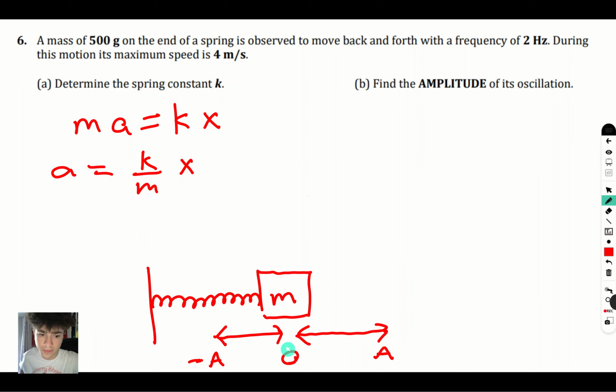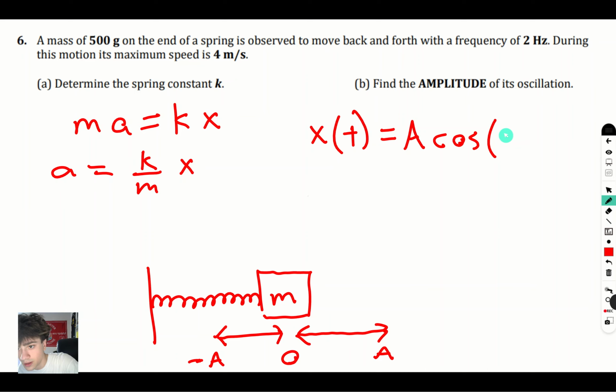and this point here will be 0. So let's write an equation for this, and the way we're going to do this is by using a sine or cosine graph. It doesn't really matter, it just depends on where the box is starting. Let's use a cosine in this example. So we'll write that the displacement in terms of time is A cosine of omega t. This is just our standard equation for displacement. And let's solve for acceleration. So let's take 2 derivatives of this function here.